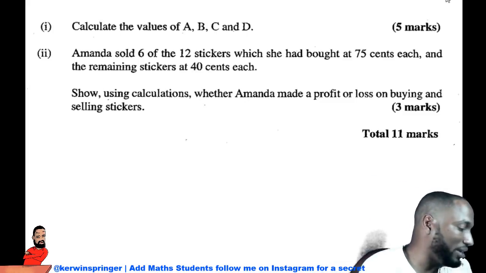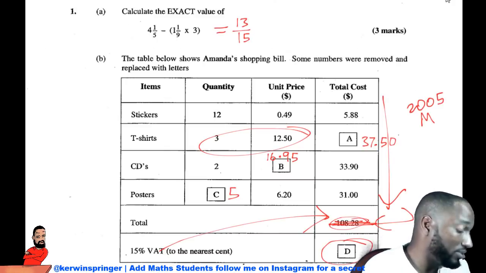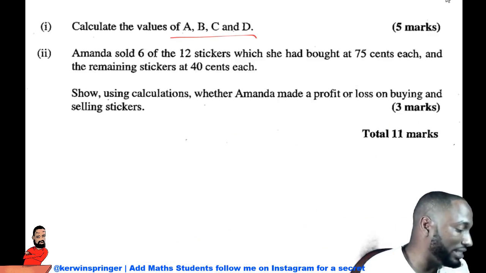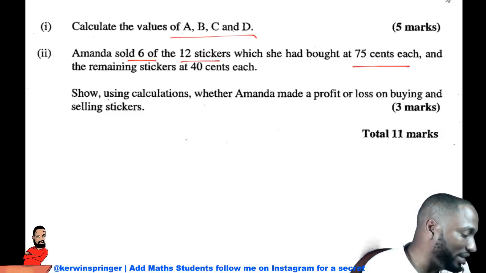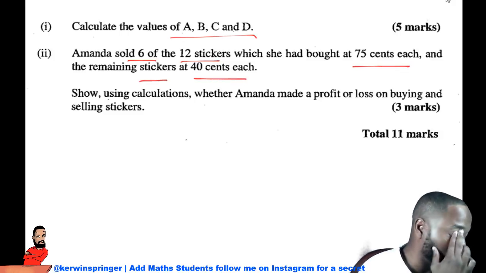Calculate the values of A, B, and C, and D. We did that. Amanda, so say what? Oh, they went on and gave some more little things here. So Amanda sold 6 of the 12 tickets which she had bought for 75 cents each and the remaining tickets at 40 cents each.